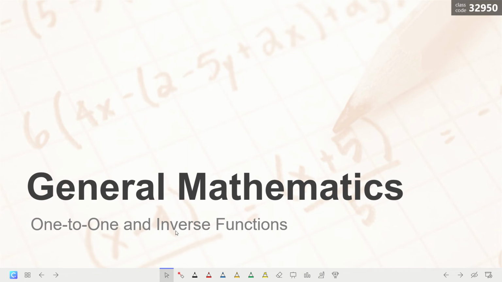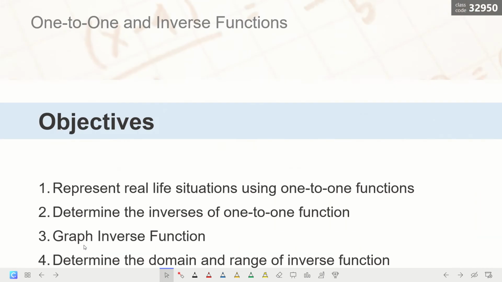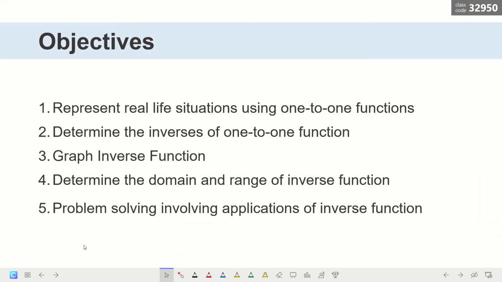So in this video, we are going to discuss one-to-one and inverse functions. Our objectives for today are to represent real-life situations using one-to-one functions, determine the inverses of one-to-one functions, graph inverse functions, determine the domain and range of inverse functions, and then solve problems involving the applications of inverse functions.